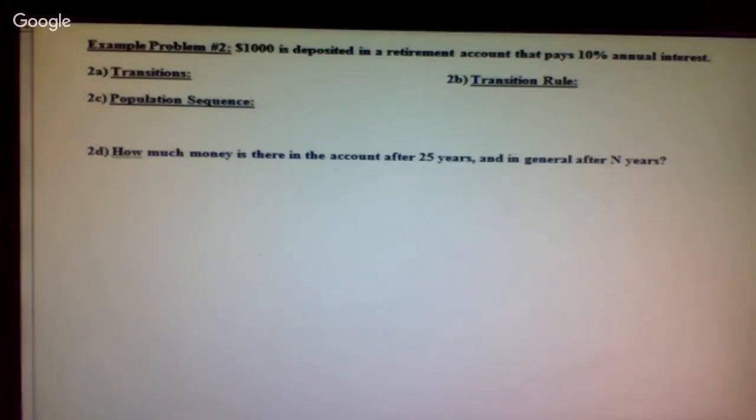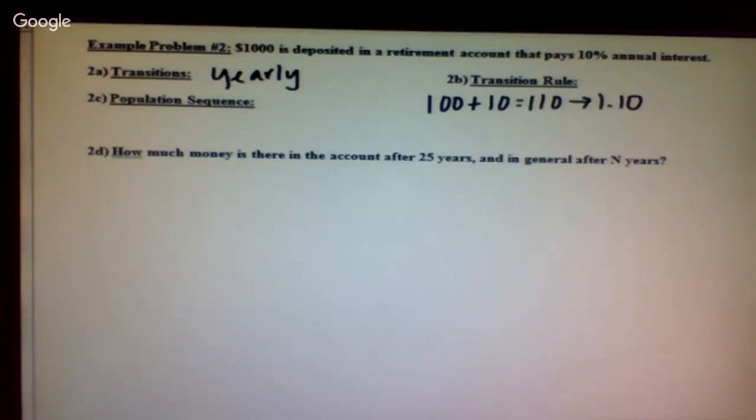So what's my transition period? Yearly. Annual means yearly. What is my transition rule? We're going up by 10%. So what does that look like as a decimal? Times 0.1 or 1.1. Remember, it's going up. So it's going above 100 by 10%, which gives you 110, which means that's 1.10 as a decimal. So to get all your numbers, we would multiply by 1.10 each time.